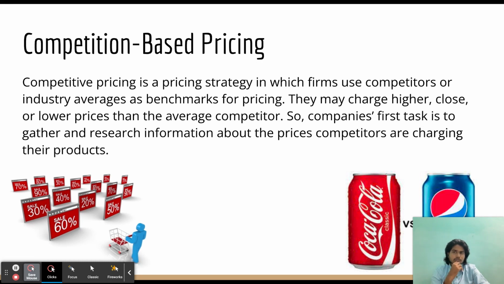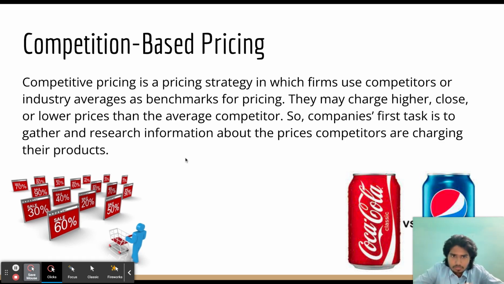Okay, so the major difference between this and the previous pricing strategy is that in this type of strategy, the companies that make use of it are those which want to stay relevant in the market. If they are not relevant, the other companies will fight and take their places. So in those cases, they'll try to charge either higher, close, or lower than the average competitor to stay relevant.